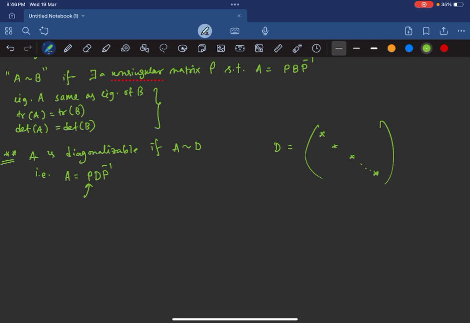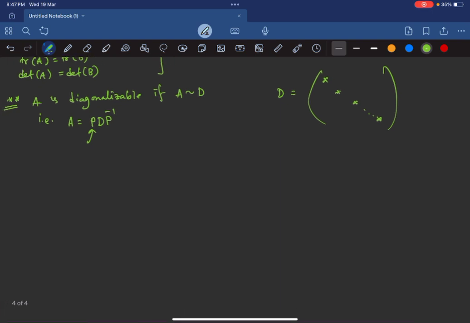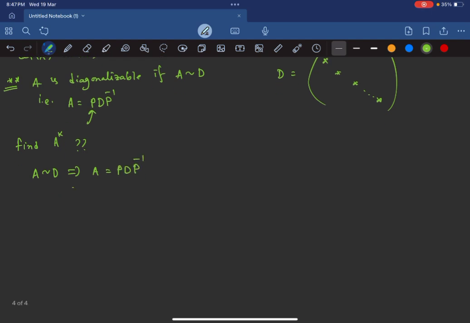Now, what is the biggest advantage of having this relation, that is A equals P D P inverse? For example, suppose we want to find A power K. If we have this question, you can consider K as a large number. In that case, if A is diagonalizable, that means A is similar to D, then immediately you can write A equals P D P inverse.